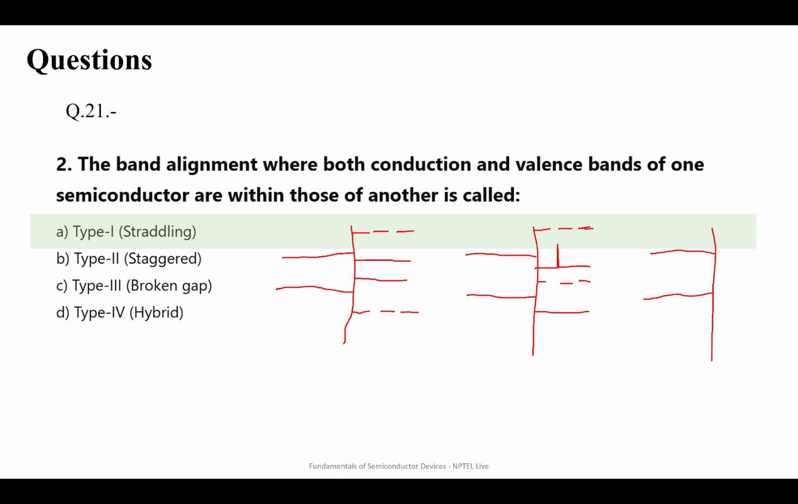So you can see either the conduction band or the valence band is inside the band gap of another material, and the other one is outside. So it's like a step.